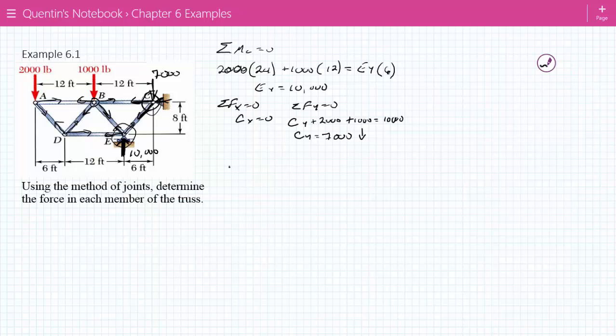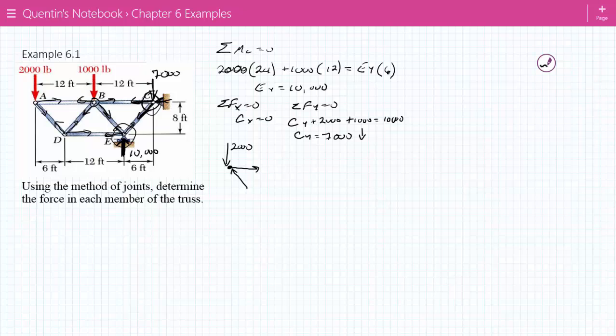At point A, what do you have? You have a force down here. That force is known. It's given as 2,000 pounds. Then we're going to have a force here, so you just pick a direction. If you draw it in the wrong direction, you'll get a negative number. In this case, I can kind of figure out which direction it's going to go.